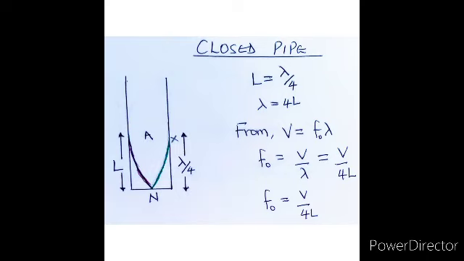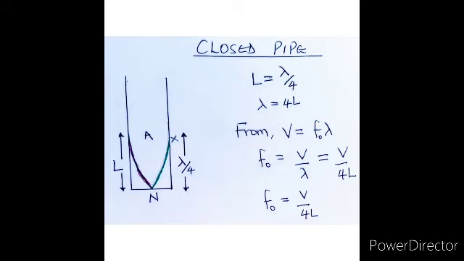Now, the length of the air column is given as L, and you can see that the vibration produced is equivalent to a quarter of a wavelength. That is, from N to X is equivalent to what? A quarter of a wavelength. So we can say that the length of the air column equals lambda over 4. So our lambda is equal to 4L.